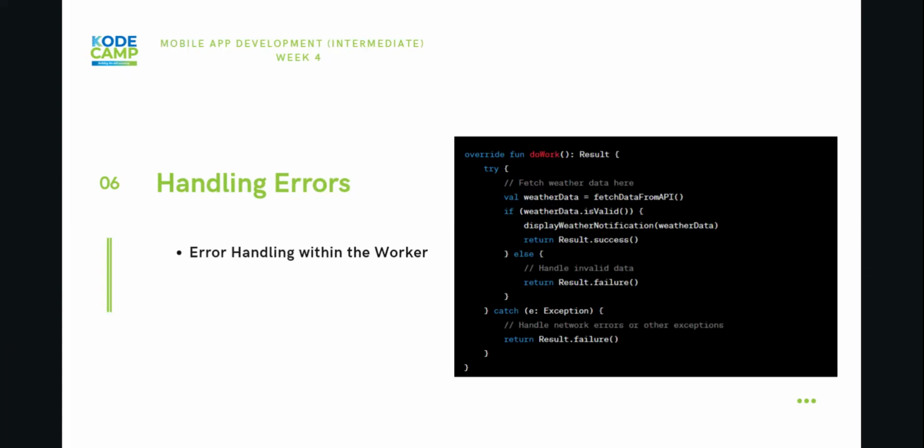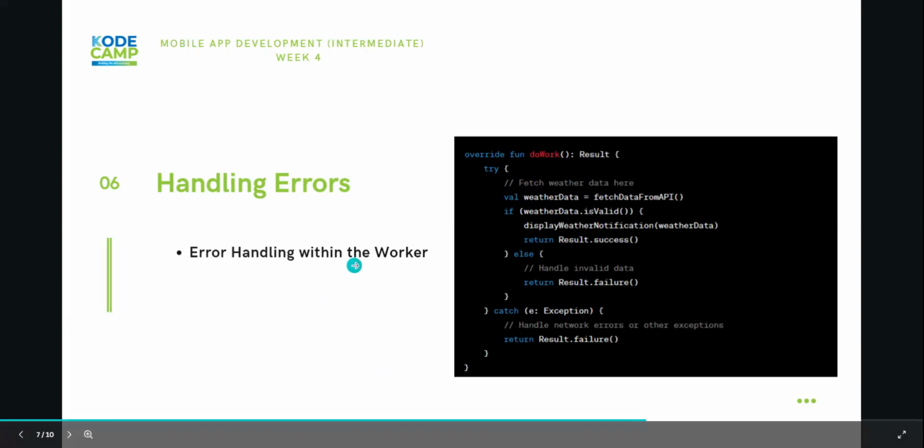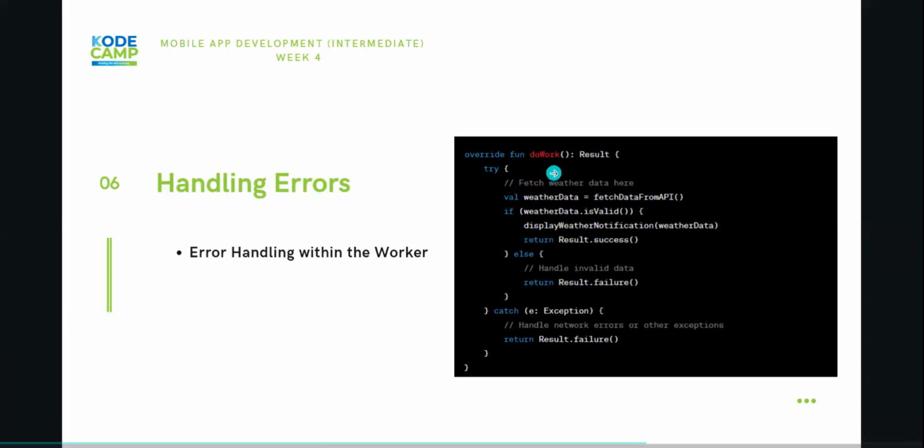So this is just a typical example. You can handle the error within your worker class, in the doWork function, which we overrode. Here we're using a try and catch. We store the results from fetching the data from the API in the weather data variable, and if it is valid we display that and return that the work was successful. If it is not, we return that the work is a failure.